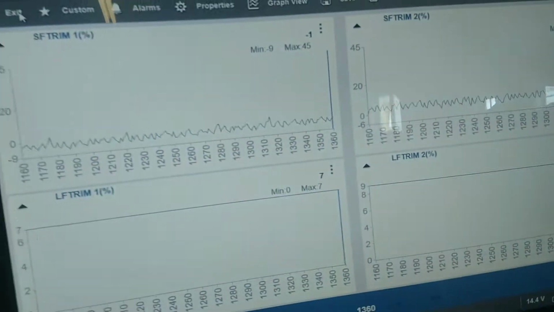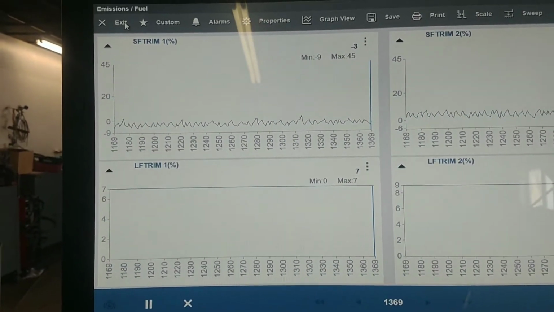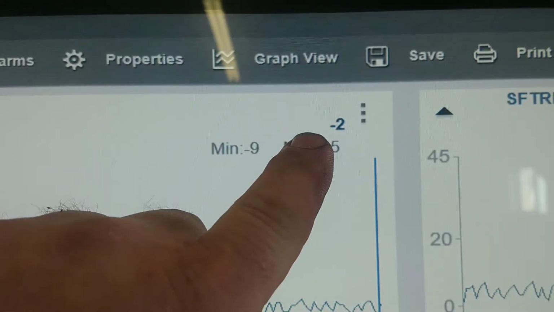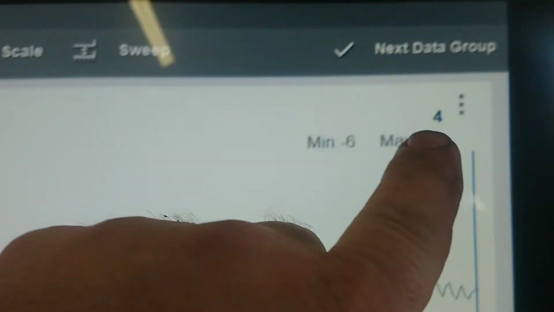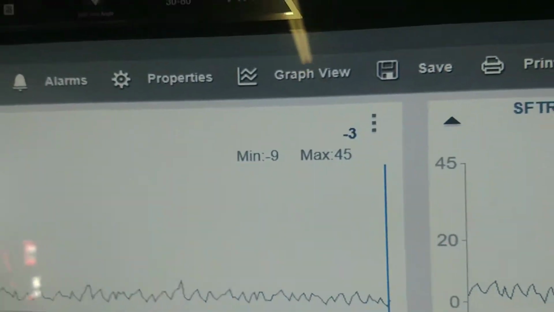And on our trusty Snap-on machine here, you can see after the repair, we're running along pretty close to zero. The negative numbers, when it goes negative, that means that the computer is trying to take away fuel that is running too rich in the exhaust. And the positive numbers mean that the engine's running too lean and the computer's trying to add fuel.